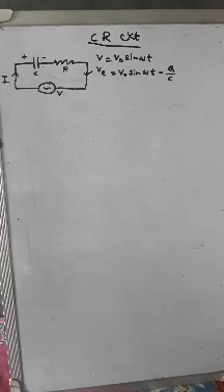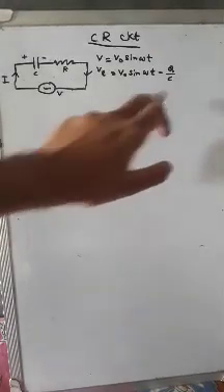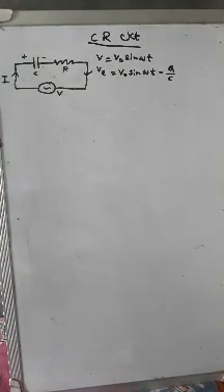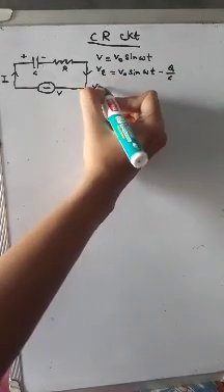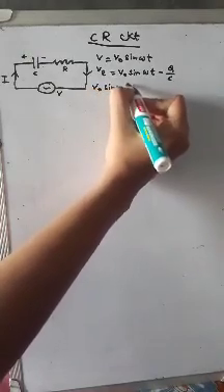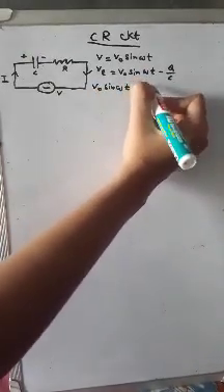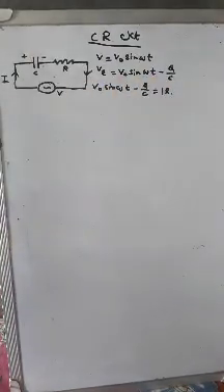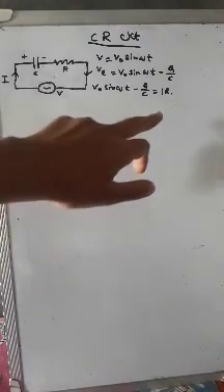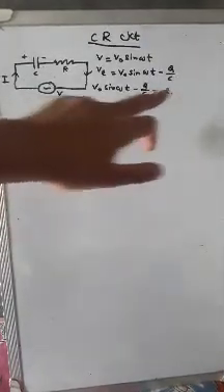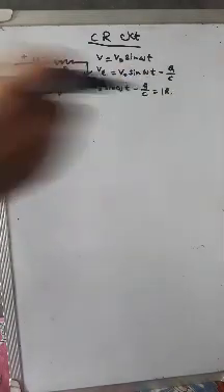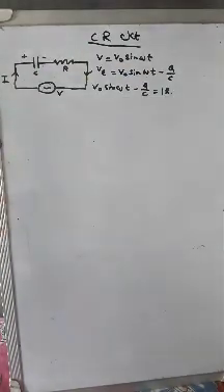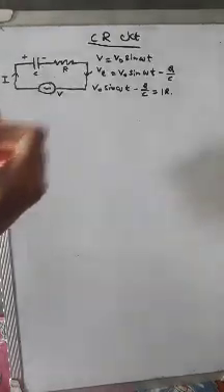So let's go to the Ohm's law part. What is Ohm's law? Your effective voltage will be equal to IR, that is V equals IR. So let's write it. It is V naught sine omega t minus Q by C equals IR. This is the equation that we are getting by Ohm's law. So let's arrange it mathematically.